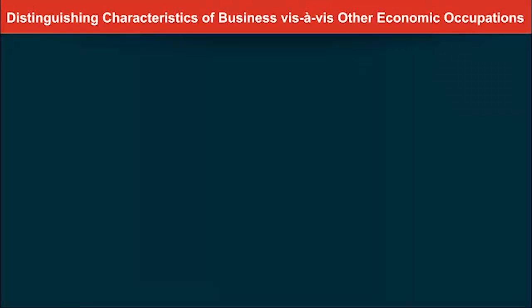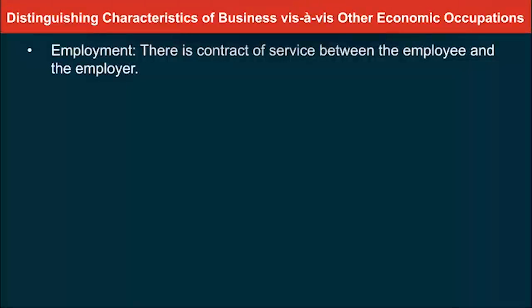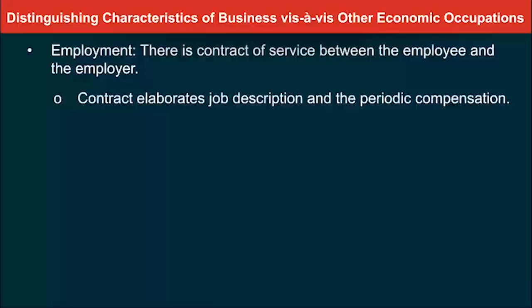So what are the distinguishing characteristics of a business? First, considering other economic occupations, one is employment, isn't it? There is a service contract between an employee and employer. Meaning what? When you join a company, you will have an agreement with the employer. Correct? So that is called a service contract. And this contract tells you exactly what you are supposed to do, meaning your job description. And it also tells you how much you will get periodically. Normally it is monthly, right?